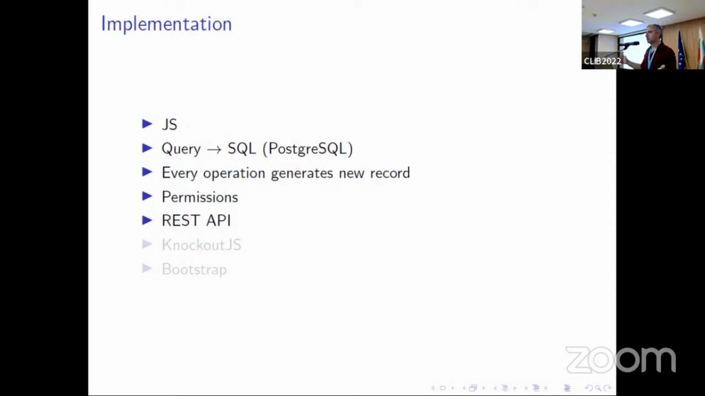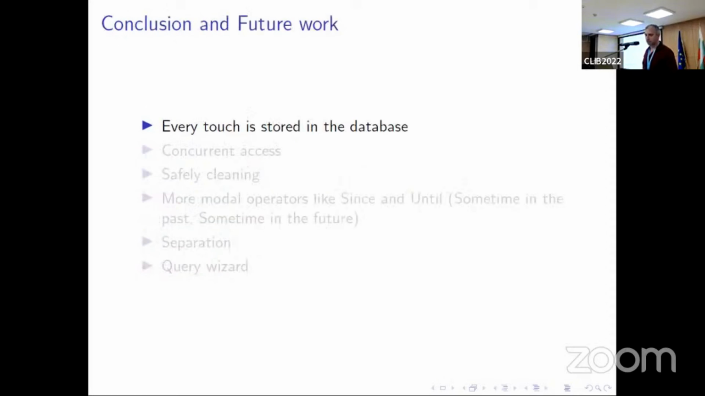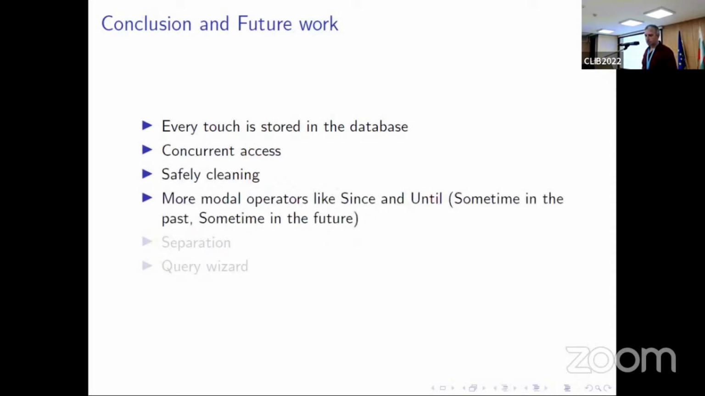The web interface uses a REST application programming interface service. The user interface is in Knockout.js, and it uses Bootstrap for the interface. And for the future work, I would like to mention that we are trying to introduce other time modifiers from temporal logic, since and until, and their derivatives, sometime in the past and sometime in the future. And because these queries are not so easy to write, we would like to make a query wizard that will help the linguist to write these queries easily. And that's it. Thank you.